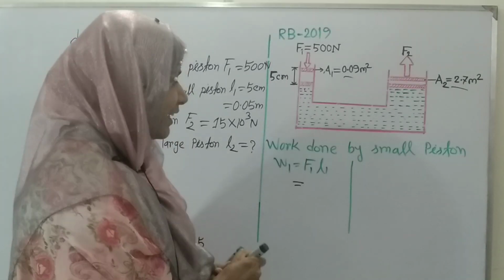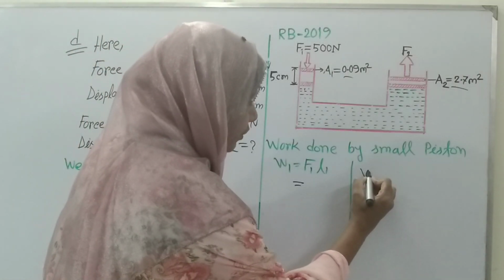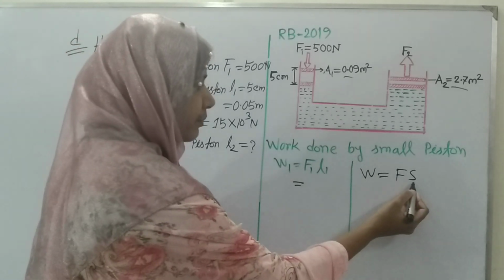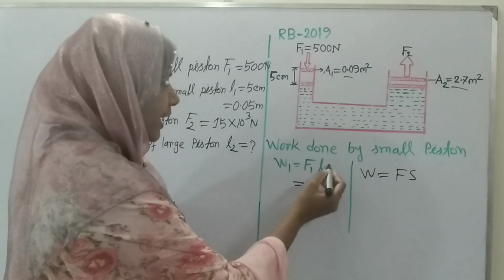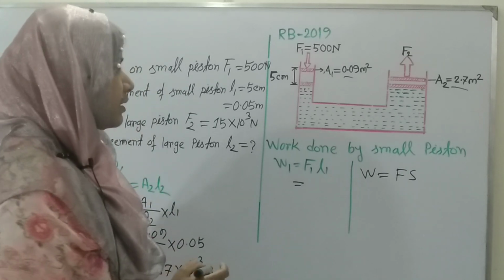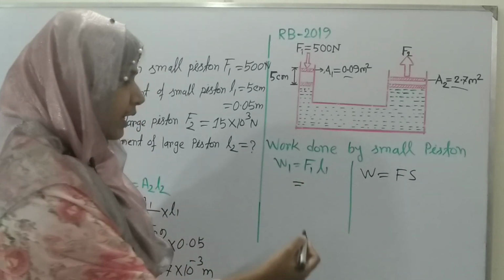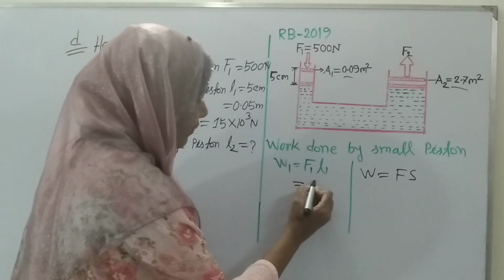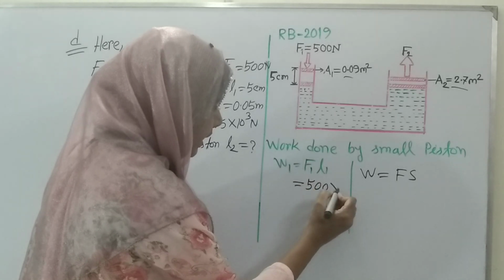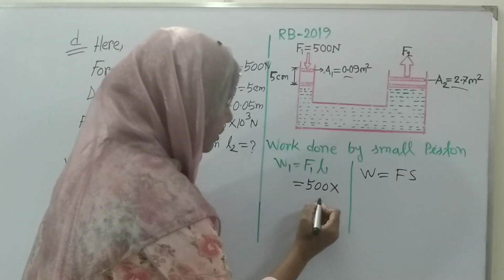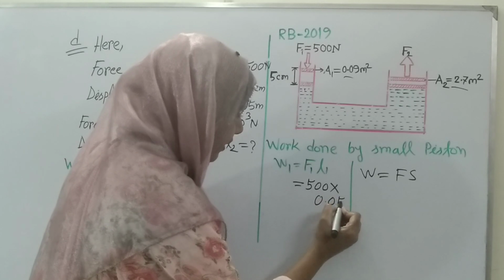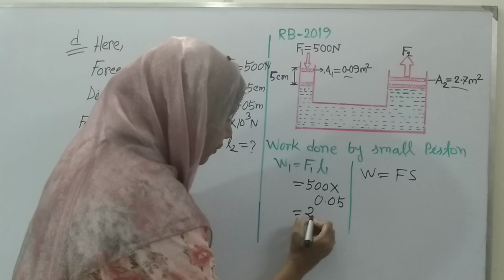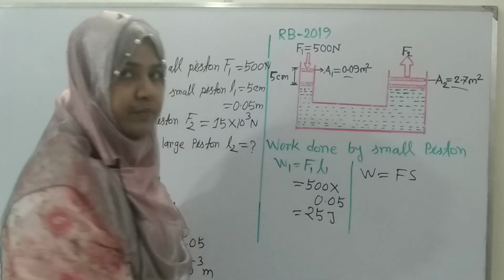And the formula to identify work done is W equals Fs. Here S means displacement, and we are taking L1 as the displacement of the smaller piston. So we write the formula as W1 equals F1 L1. Now the value of F1 is 500 and L1 is 0.05. After calculating it, you will get the answer 25 joule.